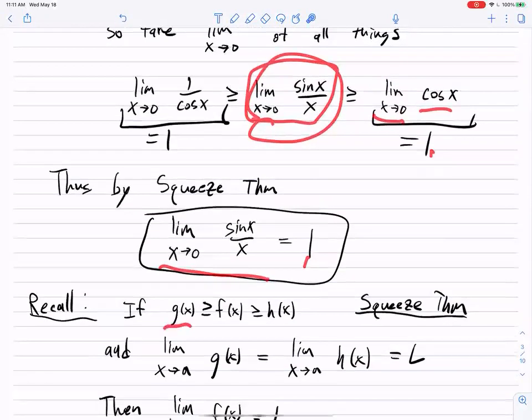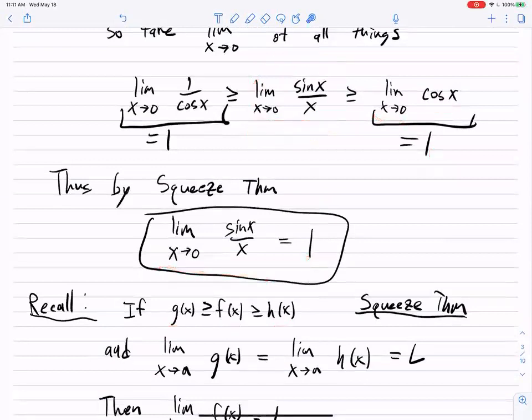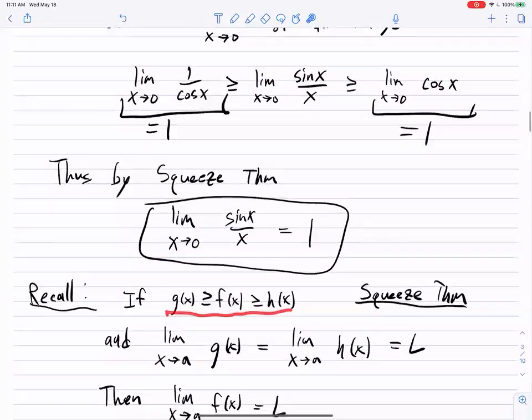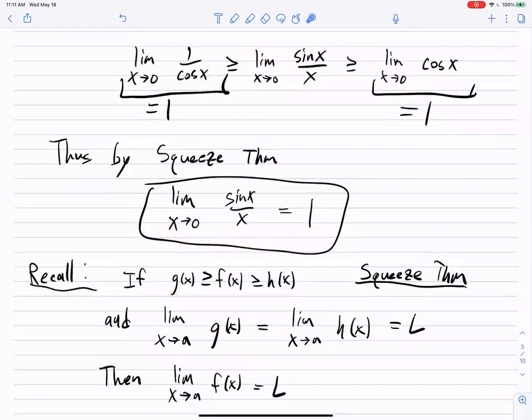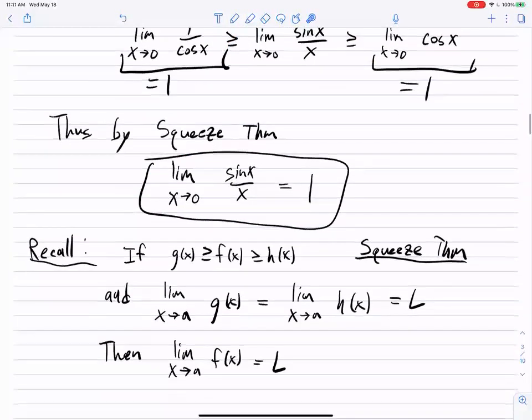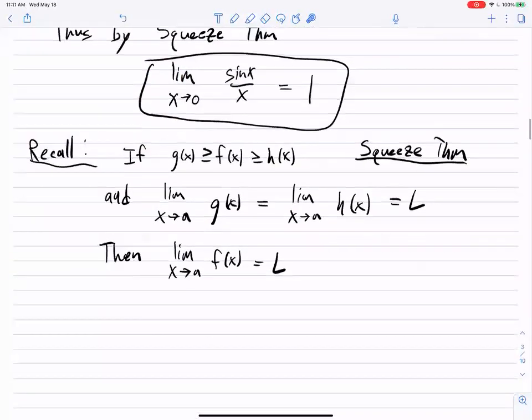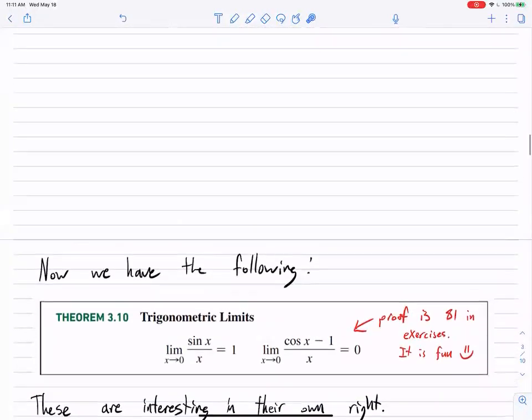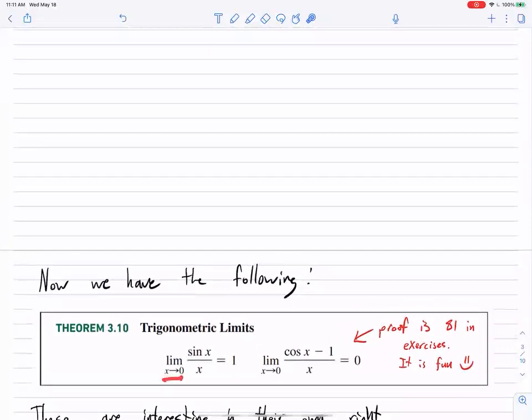Because remember, if you have this kind of string of inequalities, you can take the limit of the left thing and the right thing. And if they equal the same thing, then the thing in the middle has to be the same as well. And so the idea is that this limits to 1, that limits to 1, then the thing in the middle has to limit to 1. And so we get the limit we need. The limit as x approaches 0 of sine of x over x is equal to 1. And so let's record that. So the limit as x approaches 0 of sine of x over x is equal to 1.